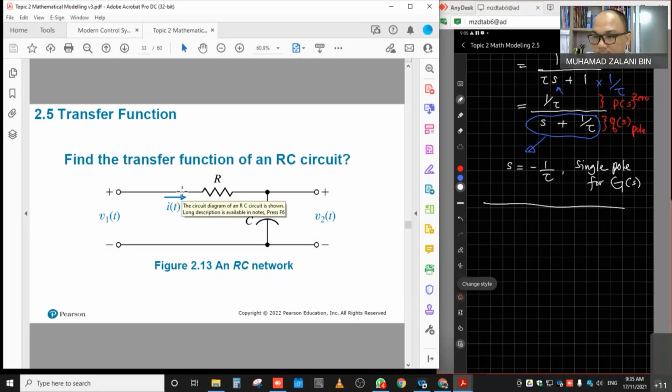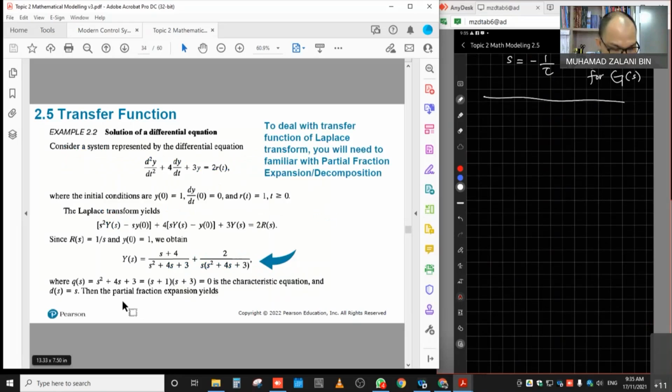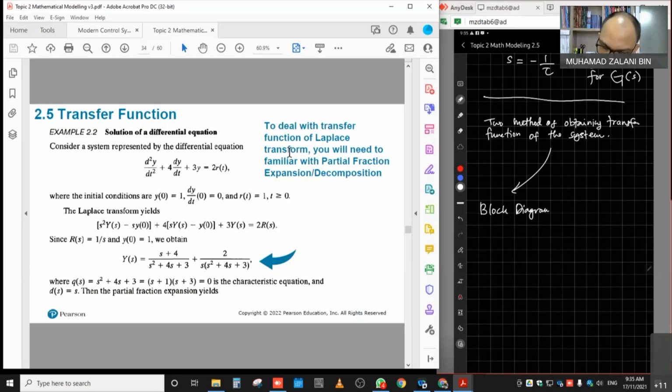So there are two methods we can use to obtain the transfer function of the system. The first one, which we will cover in this lecture, is the block diagram reduction method. And the other one we call the signal flow graph.